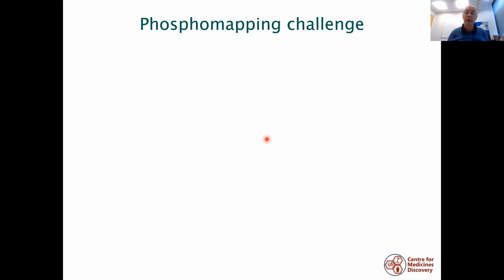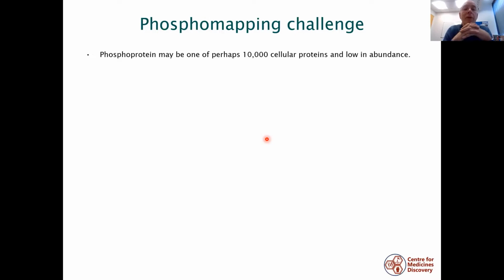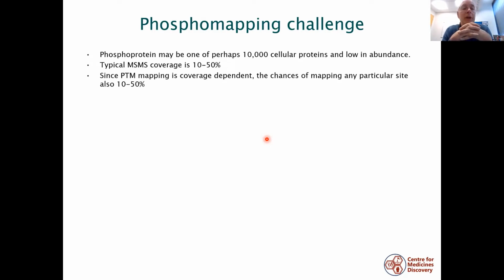So here is the phosphorylation mapping challenge, and it is a challenge. Your phosphoprotein may be one of perhaps 10,000 cellular proteins, and it may be in low abundance. The typical MSMS coverage you would get on any particular protein would be somewhere between 10% and 50%. And the mapping that we do relies on MSMS. So PTM mapping is coverage dependent. The chances of mapping any particular site are also going to be only 10 to 50%.